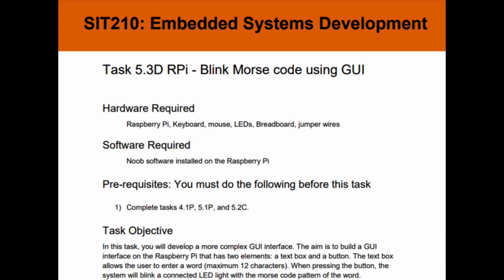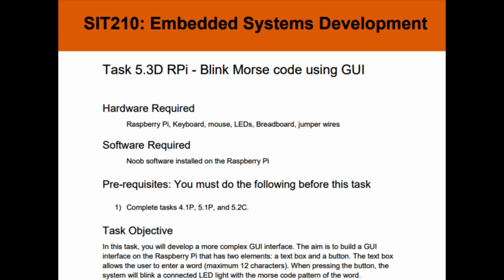This is the demonstration video of SIT210 Task 5.3D, Raspberry Pi Blink Morse code using GUI. In this task, I have to develop a more complex GUI interface, and the aim is to build a GUI interface on the Raspberry Pi that has two elements, a text box and a button. The text box allows the user to enter a word, maximum 12 characters. When pressing the button, the system will blink a connected LED light with the Morse code pattern of the word.